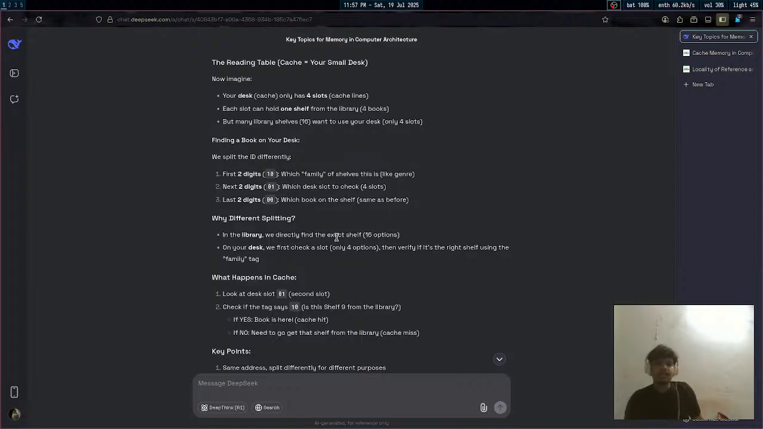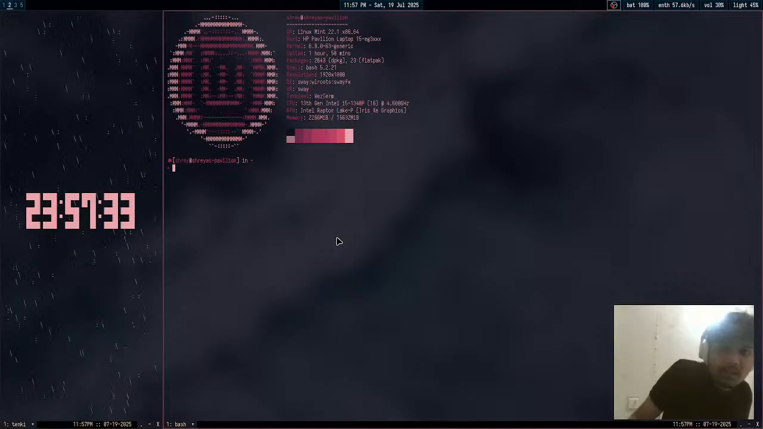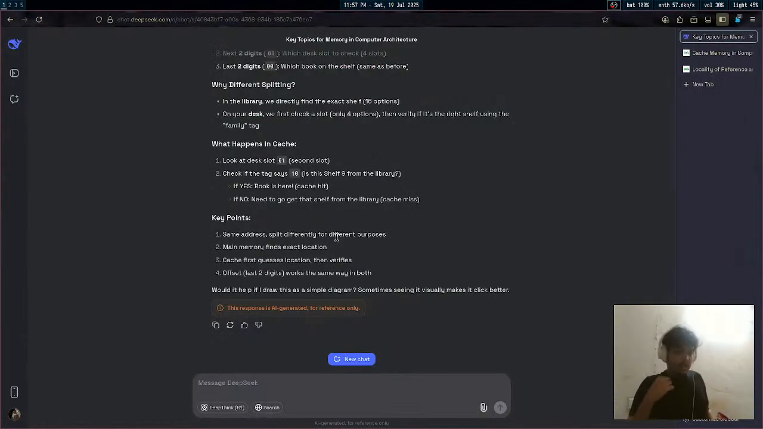On the desk we check a slot, if the book is really there or not, like the slot where the book is situated, if even the slot is there or not. I think that is what we are checking over here. If that slot is checked, then we are going to find that slot, and then we are going to offset into that slot. So I think now I understand what is happening over here.